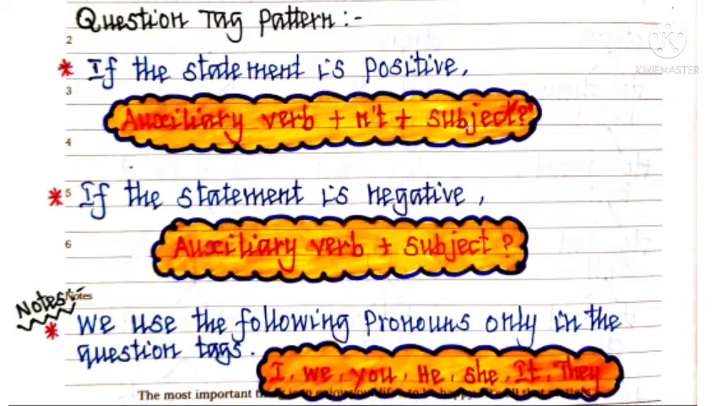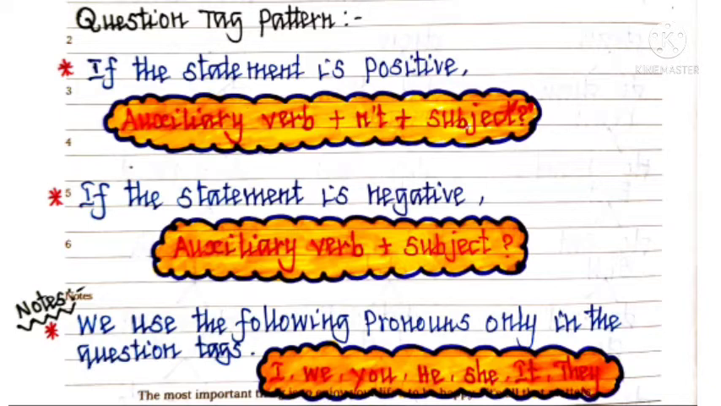So I'll teach you what are the personal pronouns. If the statement is negative, auxiliary verb and the subject. Okay, so already I told you subject must be a personal pronoun. So here are personal pronouns. I, we, you, he, she, it, they. These are personal pronouns. So in subject position, we have to use these personal pronouns only.